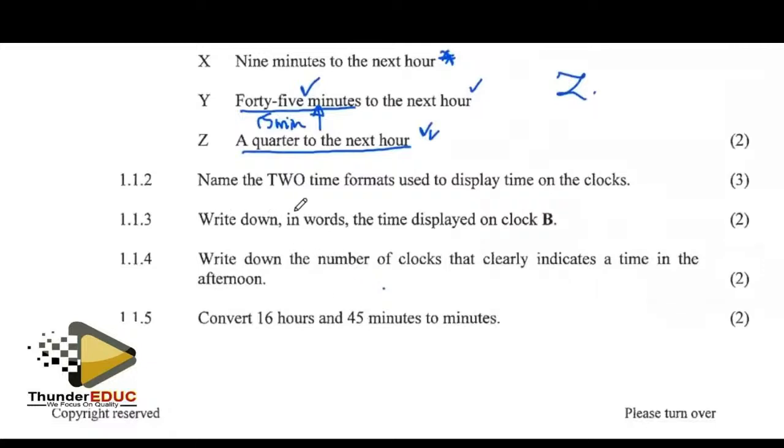All right. Name two time formats used to display time on the clocks. Now, as I told you, there are two of them. You either call it analog, which is the same as the 12-hour system, or you can call it digital, which is the same as the 24-hour system.